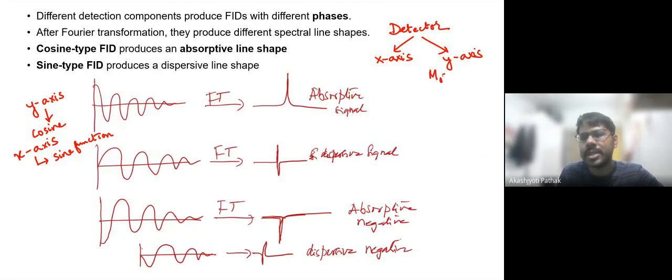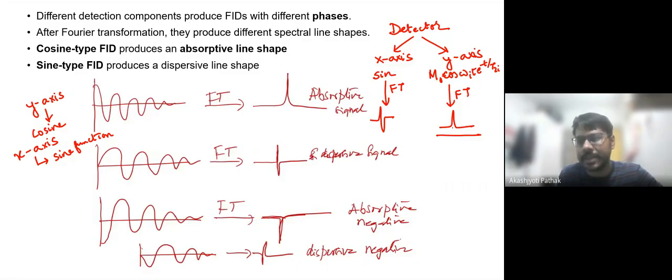it will capture? It will capture a signal M naught cos omega I t e to the power minus t by T2I. Okay, so the y-axis captures a signal which follows a cosine function, and if your detector is on the x-axis, it will capture a signal which will follow the sine function. So when you do a Fourier transform of a sine function, you will get a dispersive signal. Dispersive signal means it will have this type of spectra. And if you do a Fourier transform of cosine signals, then you will have absorptive signals. Absorptive signals means it will have this type of line shape.